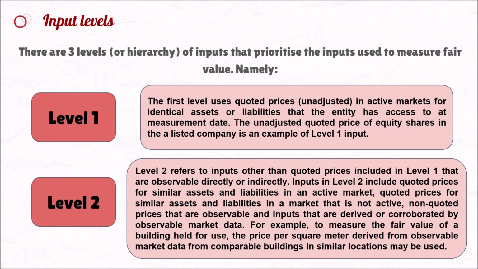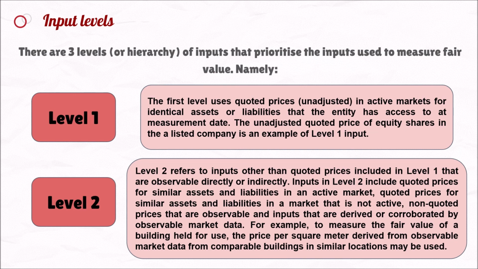The first level uses quoted prices, which are unadjusted, in active markets for identical assets or liabilities that the entity has access to at the measurement date. The unadjusted quoted price of equity shares in a listed company is an example of a level 1 input. Level 2 refers to inputs other than quoted prices included in level 1 that are observable directly or indirectly. Inputs in level 2 include quoted prices for similar assets and liabilities in an active market, quoted prices for similar assets and liabilities in a market that is not active, non-quoted prices that are observable, and inputs that are derived or corroborated by observable market data.